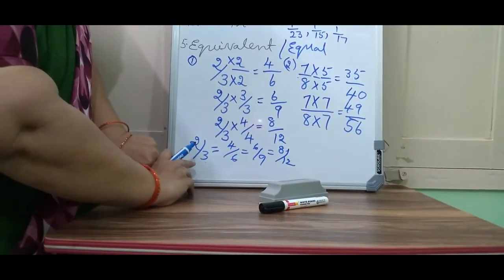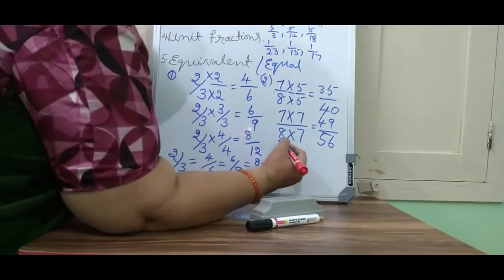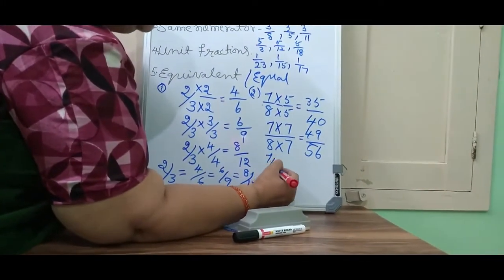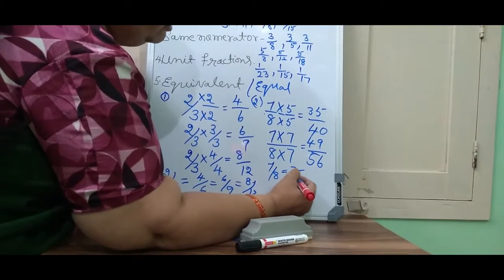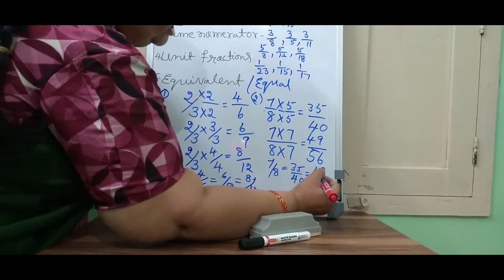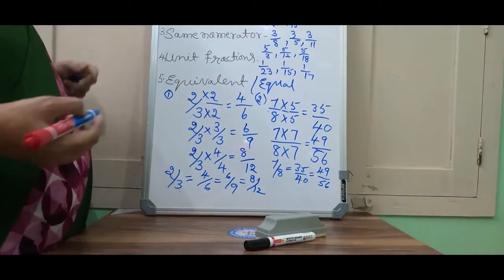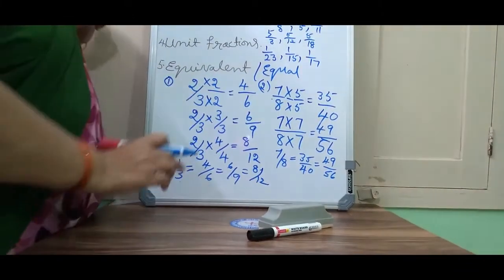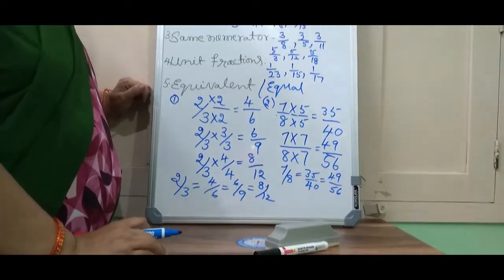The original fraction is 2 by 3 and here also 7 by 8 is the original fraction. This is equal to 35 by 40 and again this is equal to 49 by 56. So like this we can go on writing the equivalent fractions for a particular given fraction.